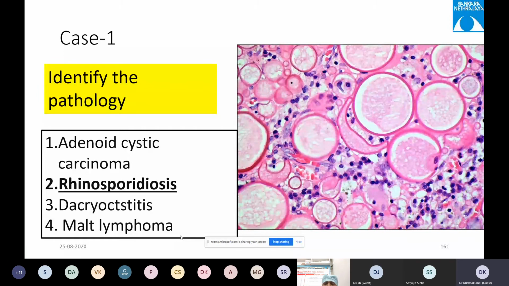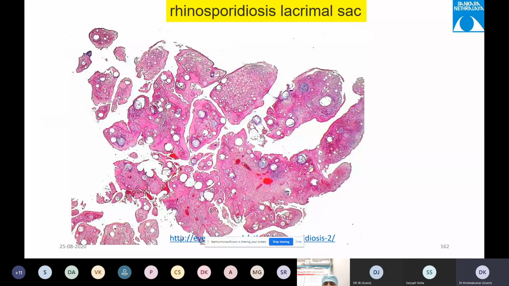We see this quite frequently, in 1 or 2 cases in a year. We see cases from Kerala, this sort of rhinosporidiosis, maybe because of the habit of people bathing in the river. This is rhinosporidiosis of the lacrimal sac, filled with cystic structures, sporangia and spores.